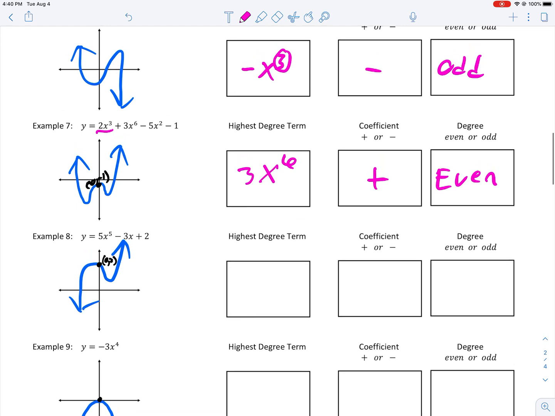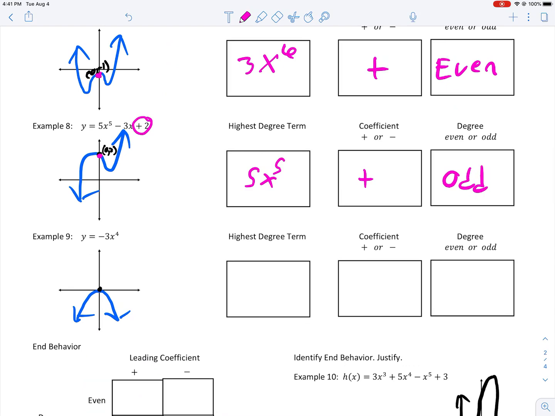Okay, and notice on here I have a couple of these points marked in black. Negative 1 happens to be the y-intercept. Positive 2 is the y-intercept. That constant value is your y-intercept. If you know that, and when we get to the graphing later in the unit, it makes it a little easier. So this would be 5x to the fifth, positive and odd.